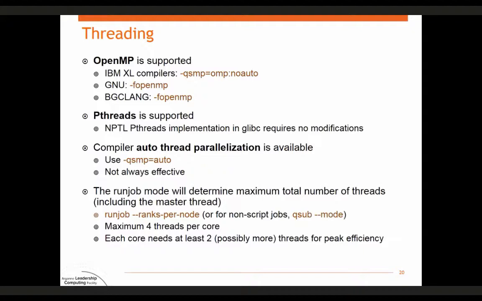One important thing to think about is the runjob mode will determine the total number of threads, including the master thread, available. For runjob, you want to specify --ranks-per-node, or if you're using non-script jobs, qsub --mode, and we'll come back to that in a minute. There's a maximum of 4 threads per core. That means that there's a possibility of up to 64 threads per node. And to obtain peak efficiency, you will need at least 2 threads per core. And that's basically to make sure that the QPX units and all the communications units stay saturated.